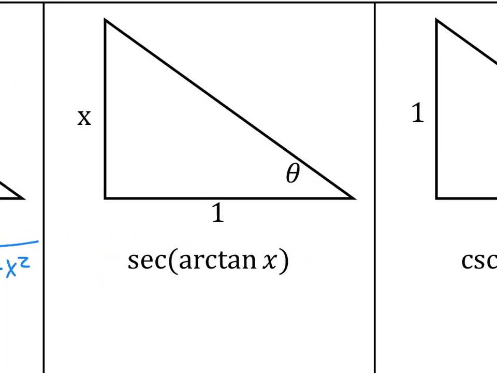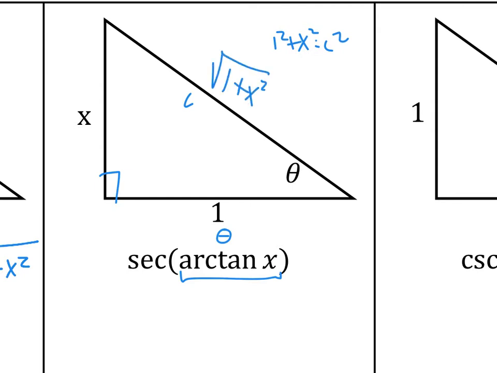What if we have a tangent of x? Well, here we have a triangle whose tangent is x. So tangent, opposite over adjacent, all right, is x over 1. So theta is the angle who has a tangent of x. Well, using the Pythagorean theorem, let's call this c. 1 squared plus x squared equals c squared. Square root both sides, and we get this is the square root of 1 plus x squared.